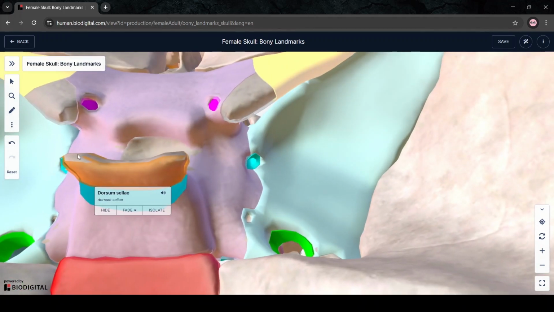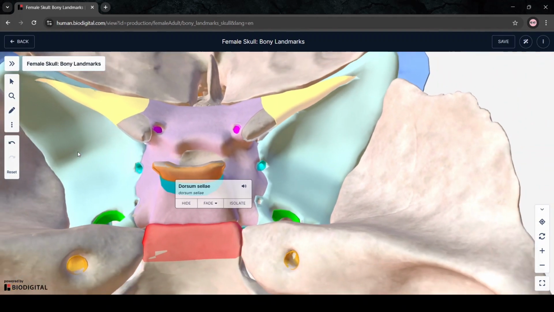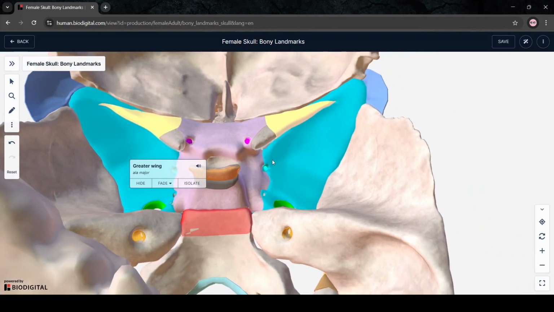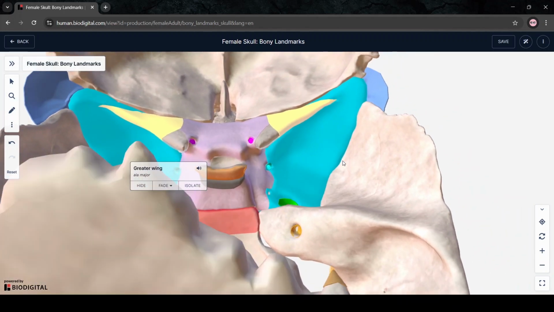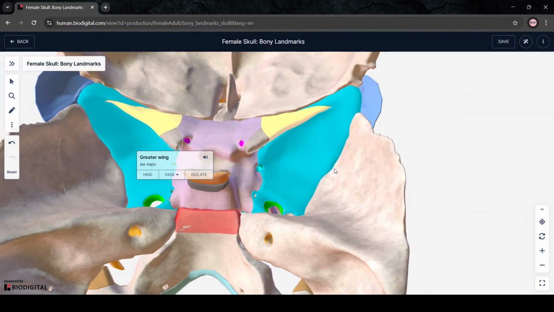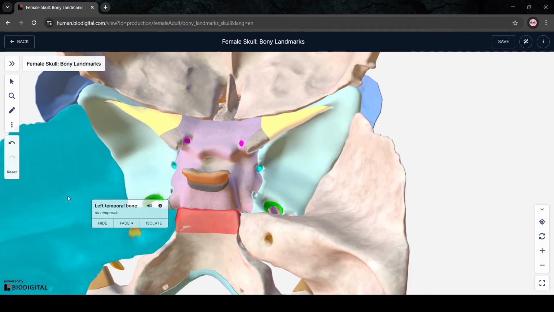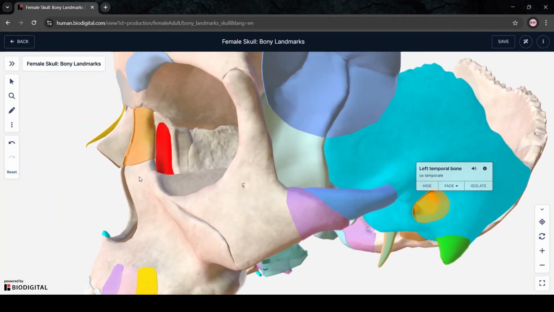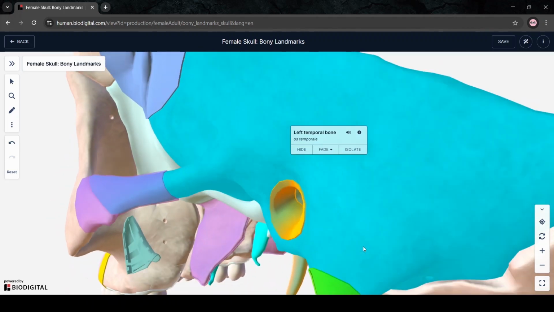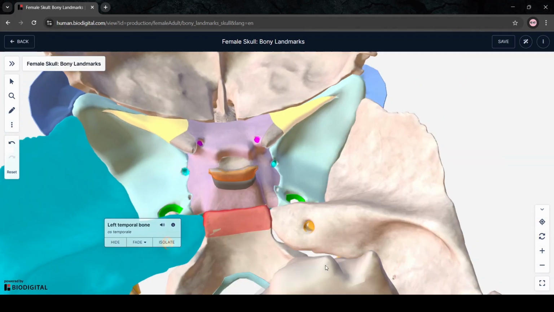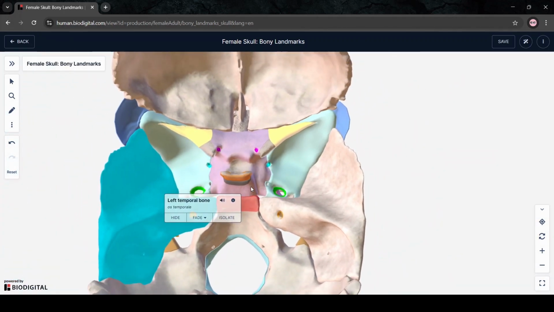Now, moving on to the other parts of the sphenoid, which basically is the greater wings of the sphenoid. The greater wings of the sphenoid here bind with the squamous, or the flat part, and the petrous part of the temporal bone. This is the right temporal bone. We will have the squamous part and the rocky part, petrous part.